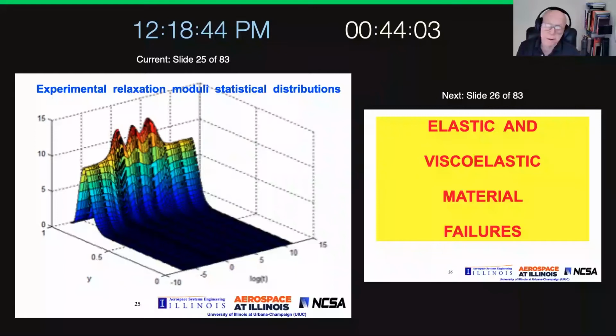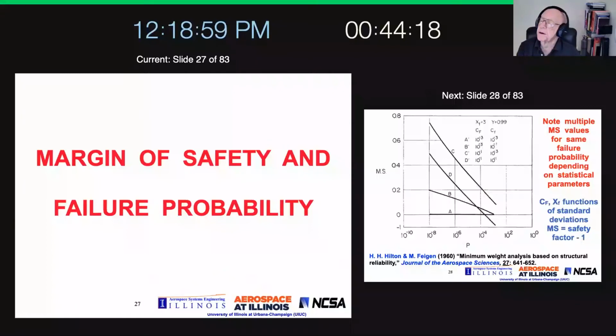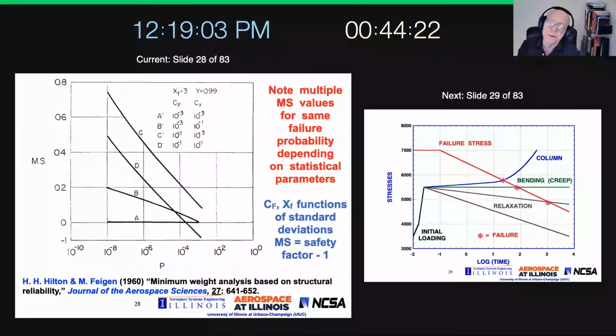Don't take it as the last word. You run another material under different temperatures, for instance, and you're going to get a different picture. So the other problem is failures. Now, we tend in deterministic calculations to worry about the margin of safety. And if you go to probability analysis, depending on the character of the dispersion of the material properties, you can get the same for a given margin of safety. You can get multiple values quite different for the probability of failure.